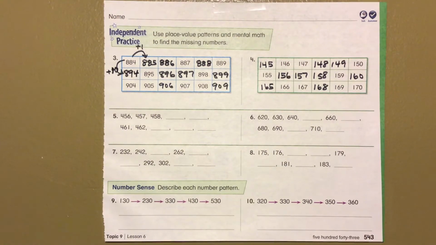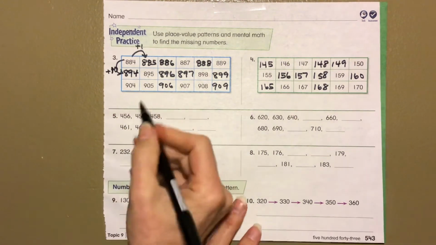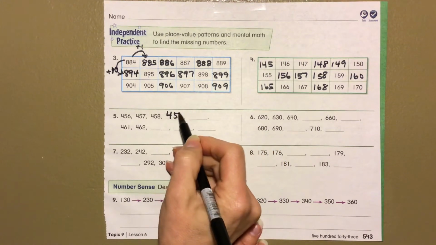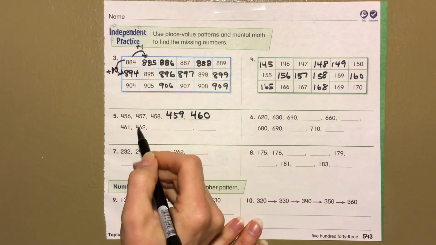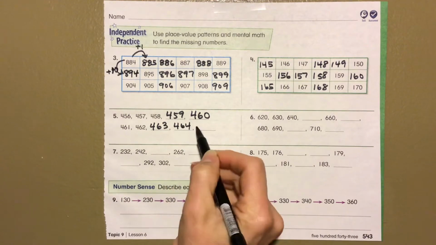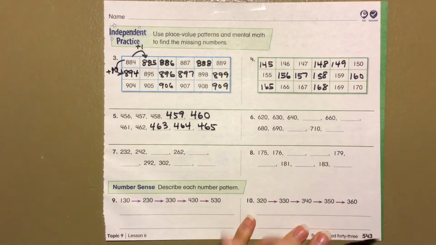Phew, told you we were going to be writing a lot of numbers, but it's not too hard, which is good. 456, 457, 458, 459, 460, 461, 462, 463, 464, 465. Oh my goodness, my mouth is getting exhausted.